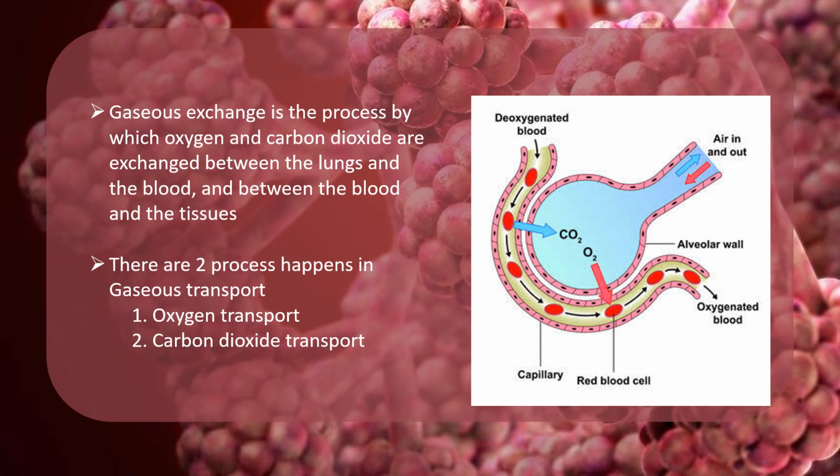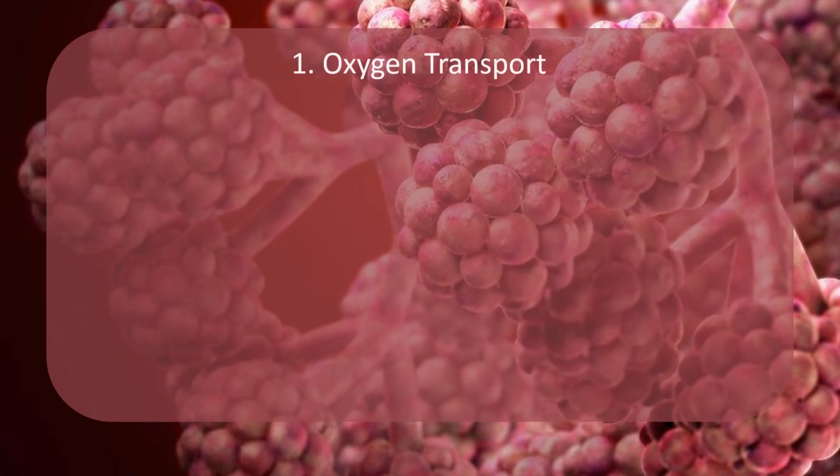The diffusion of gases occurs down a concentration gradient, from an area of higher concentration to an area of lower concentration. So there are two processes that happen in the gaseous transport. One is oxygen transport, another one is carbon dioxide transport. So oxygen transport.